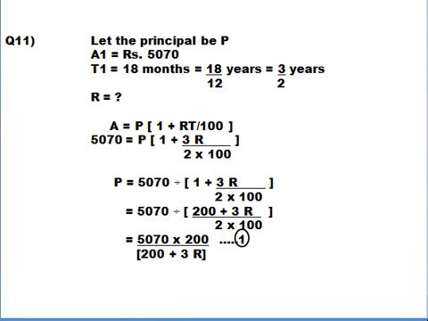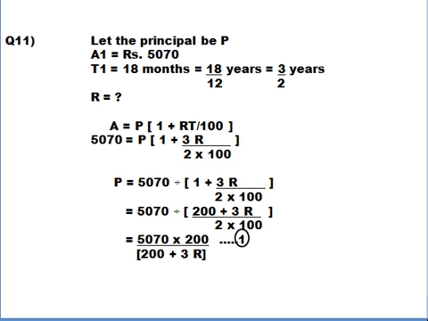We move ahead with question number 11. Kindly see the question. They are saying a sum of money becomes rupees 5070 in 18 months and rupees 5610 in 4.5 years. We need to find the principal, the rate of interest and the amount after 5 years. Now if you can understand it, there are two cases given. So see how I am starting with it.